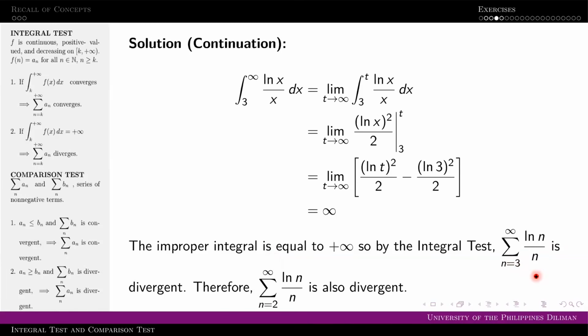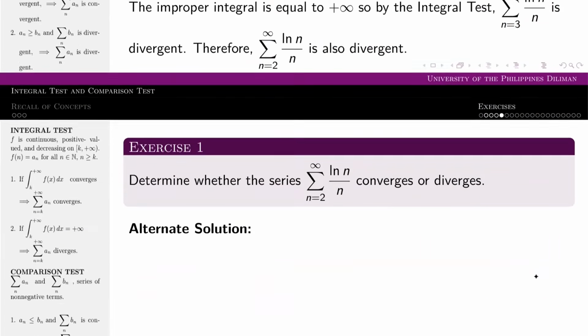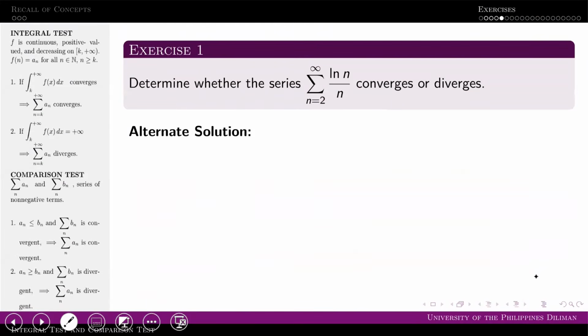Well, we can try. So, let's do that. For the comparison test, hahanap tayo ng series to compare our given series with. So, since alam natin na divergent yung series na to from our integral test, pwede tayo maghanap ng divergent series within a_n. And since we can see the harmonic series 1 over n, let's try that first.